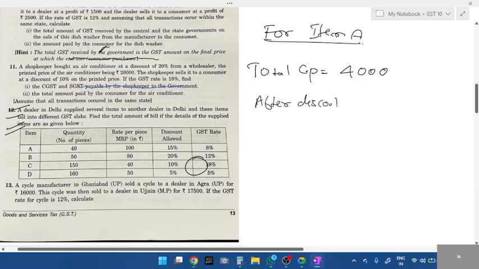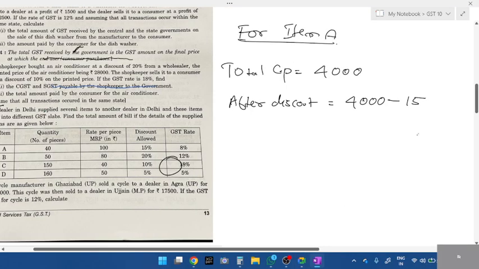First, discount. After the discount, what do you do, students? For discount, add or subtract? So how do you calculate? 4000 minus how much is the discount? 15 by 100 into what? Into 4000. Naomi, if you just put 15 by 100, you'll get 0.